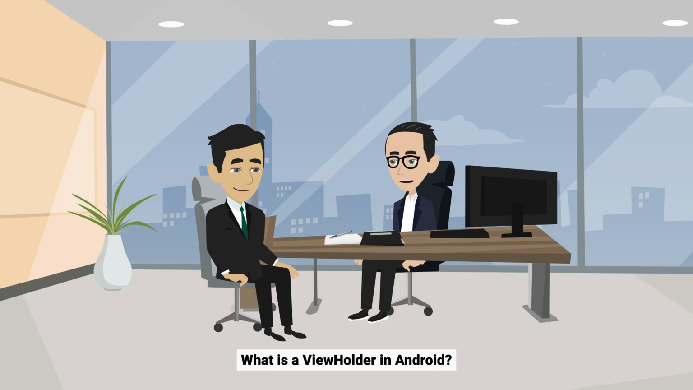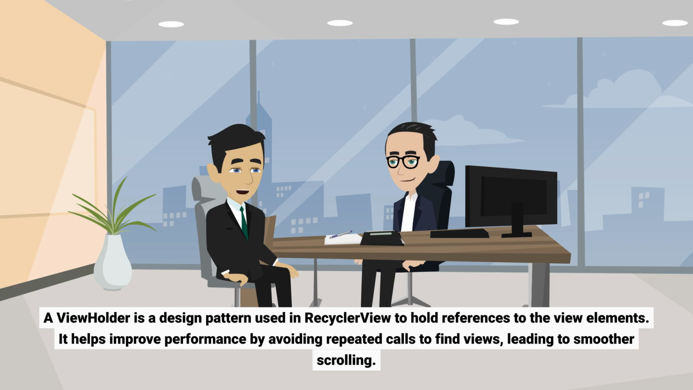What is a view holder in Android? A view holder is a design pattern used in Recycler View to hold references to the view elements. It helps improve performance by avoiding repeated calls to find views, leading to smoother scrolling.